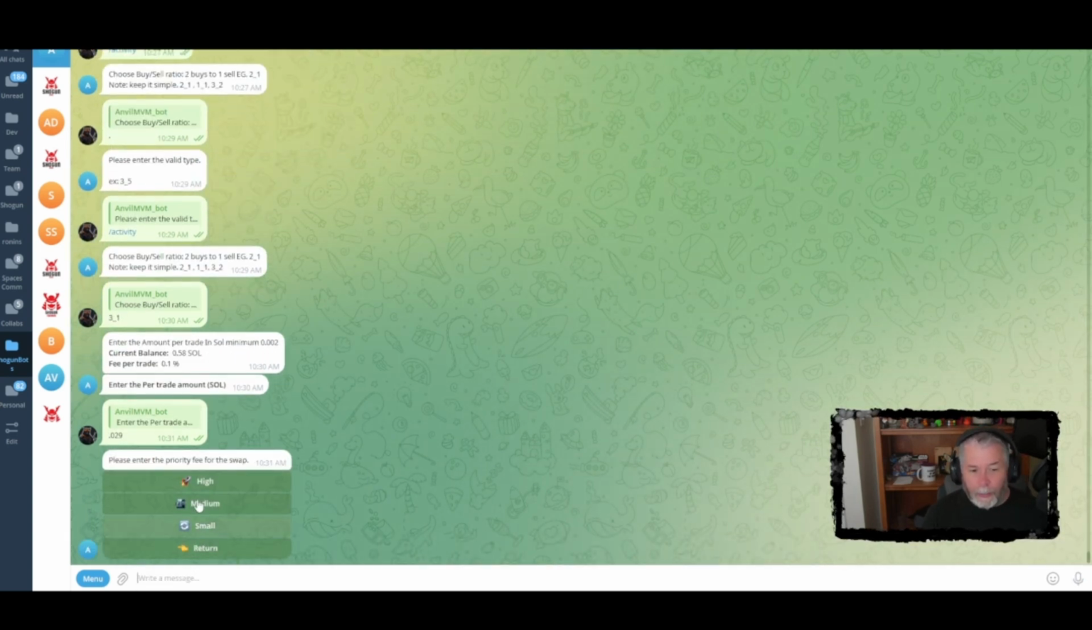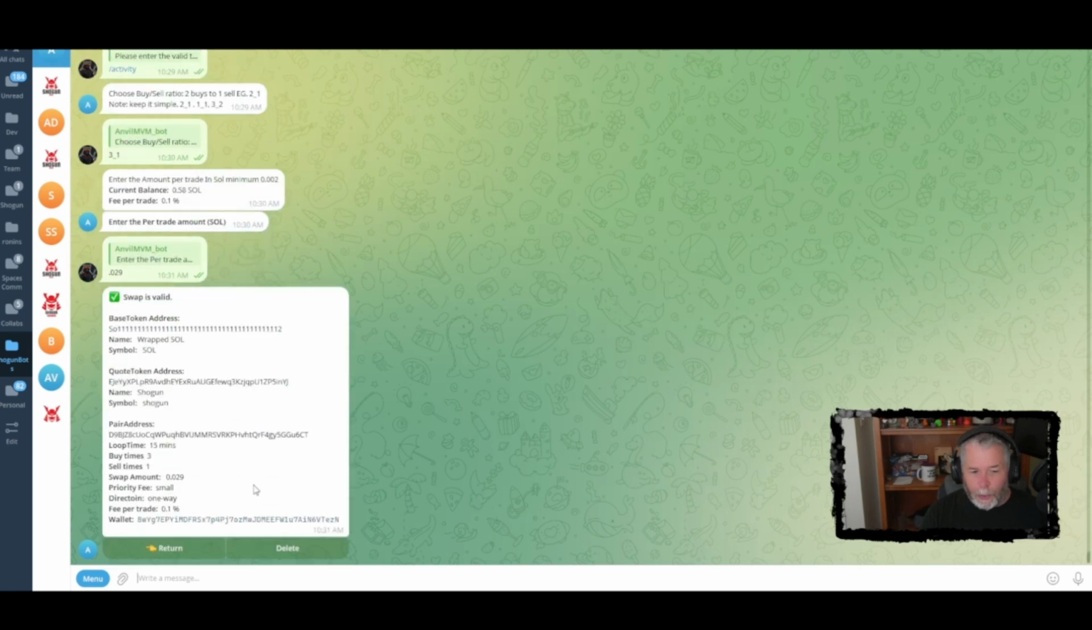And what this is going to bring up is a small priority fee. We're just going to choose small. You would choose the others if you had $10,000 you wanted to bring over a period of time, or if you had a lot of volatility in your market. So now, this is it.